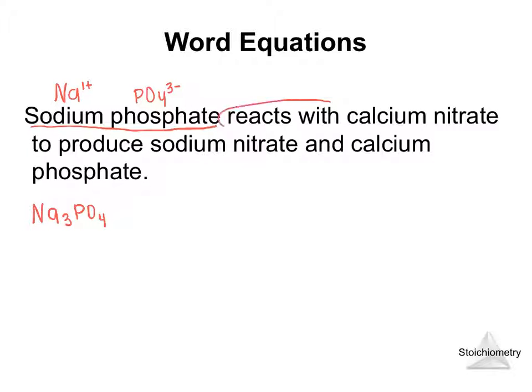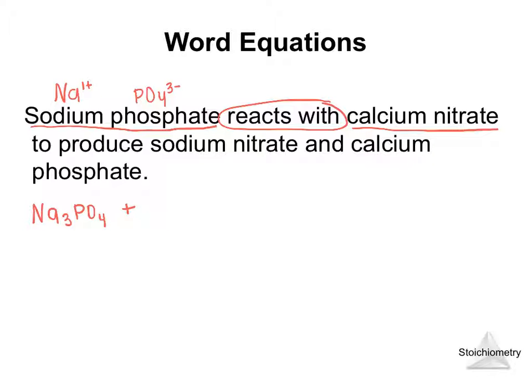The next thing I see is "reacts with," and "reacts with" tells us that I'm going to combine something else with it. So in our formula, this is going to be a plus sign. You might also see the words "combines with," "added together," anything like that, that's going to be our plus sign. So we are adding it together with calcium nitrate.